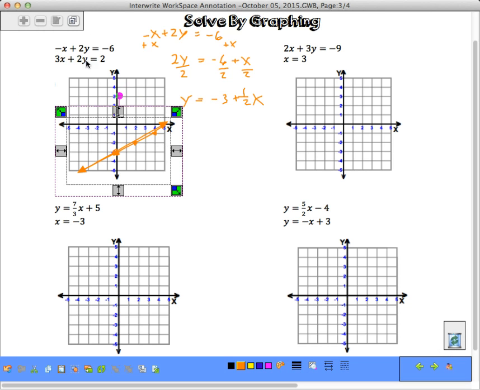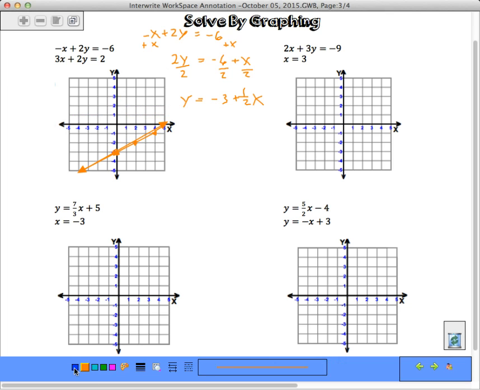Okay. Now the second line, it's in blue. I have 3x plus 2y equals 2. Let's make sure you keep these separate somehow. I'm going to start by subtracting 3x. So it gives me 2y equals negative 3x plus 2, or 2 minus 3x. It doesn't matter which order you write those in. Then divide by 2, and I get y equals negative 3 halves x plus 1.